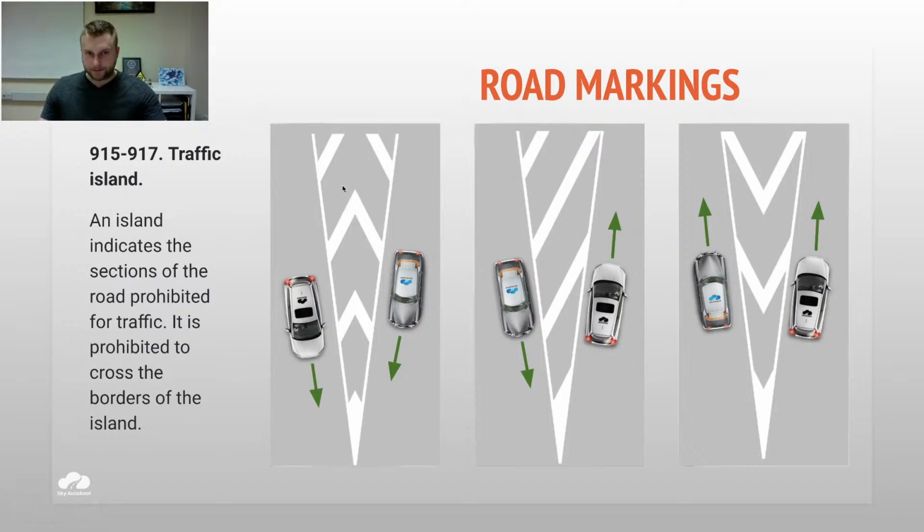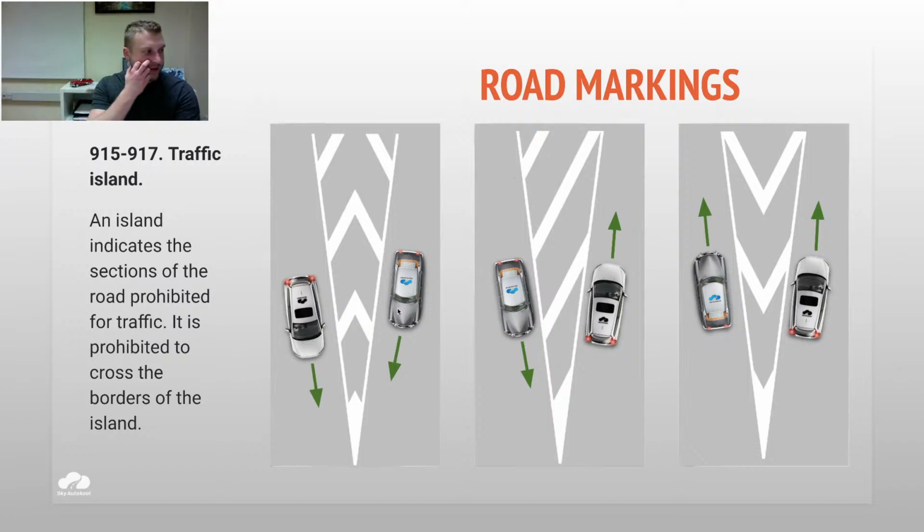Traffic islands. You can say them like, that's just an island or something, a separation island maybe. An island indicates the sections of the road prohibited for traffic. It is prohibited to cross the borders of this island. So sometimes people, if they need something or they just need a quick stop, they stop or park on this island and do their things. Actually, it's not allowed. It's just dividing the directions and showing you which direction you can go. And it's very easy how to remember.